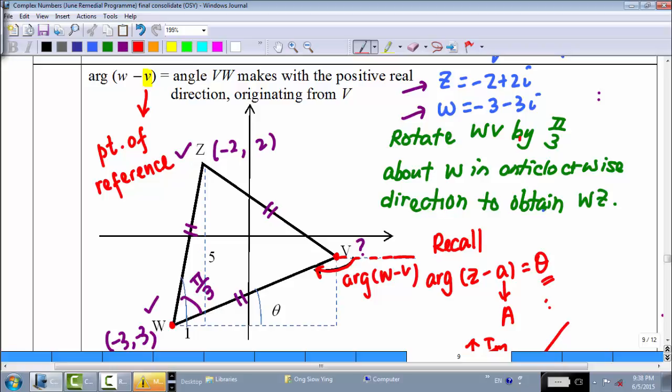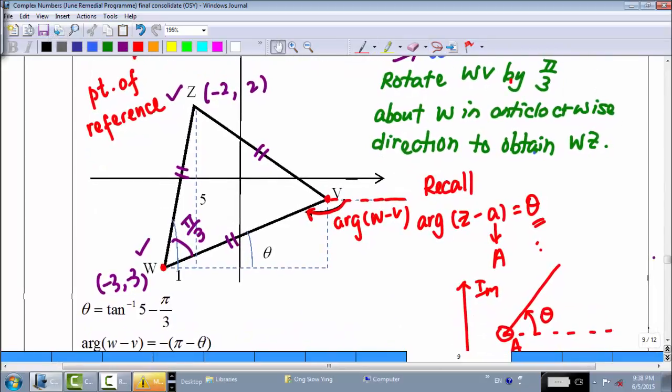Okay, right. How are you going to find this argument? What is this angle here? Well, if you look at it again very carefully here, notice what we have observed just now, the coordinates of Z, coordinates of W, right? And this angle, all the angles of the triangles, the interior angles of the triangles, they're all pi by 3.